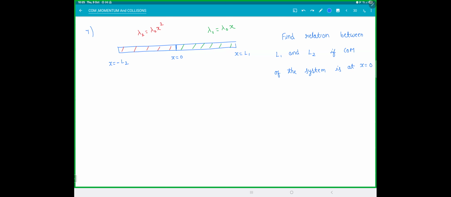L1 is cube root of 4 by 3 into L2. L1 is cube root of 4 by 3.